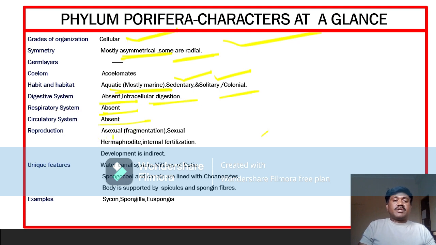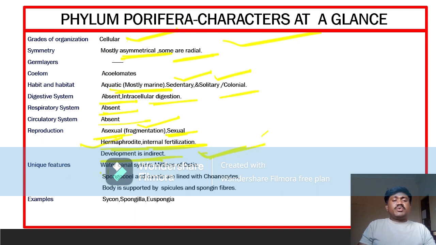Next, what about reproduction? Asexual reproduction is there, and sexual reproduction is there. Asexual is through fragmentation. In sexual reproduction, male and female gametes are fused in the animal's body, internal fertilization. These animals are hermaphrodites, with male and female reproductive organs present in a single individual. What kind of development is there? Indirect development, meaning a larva stage is there in their development.